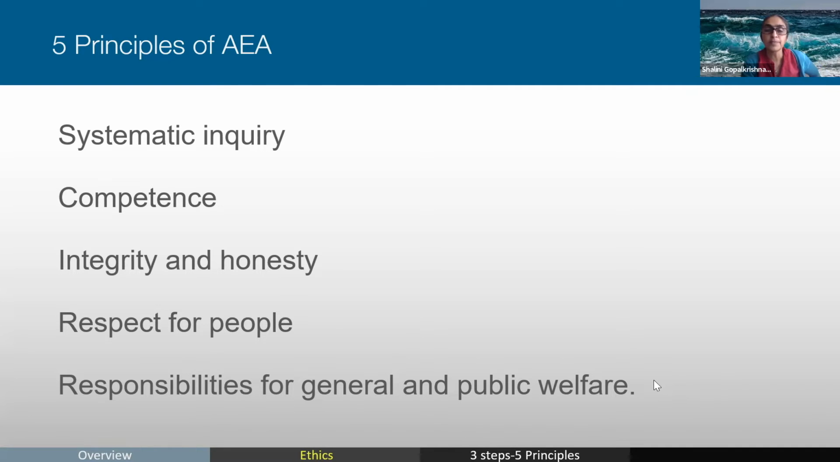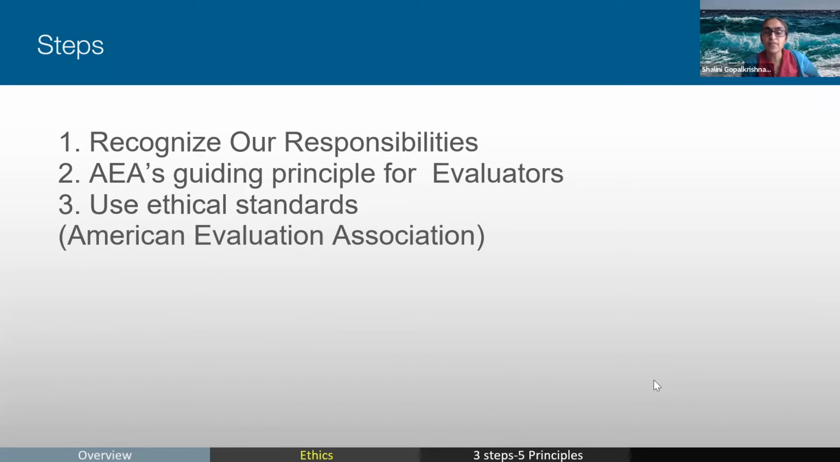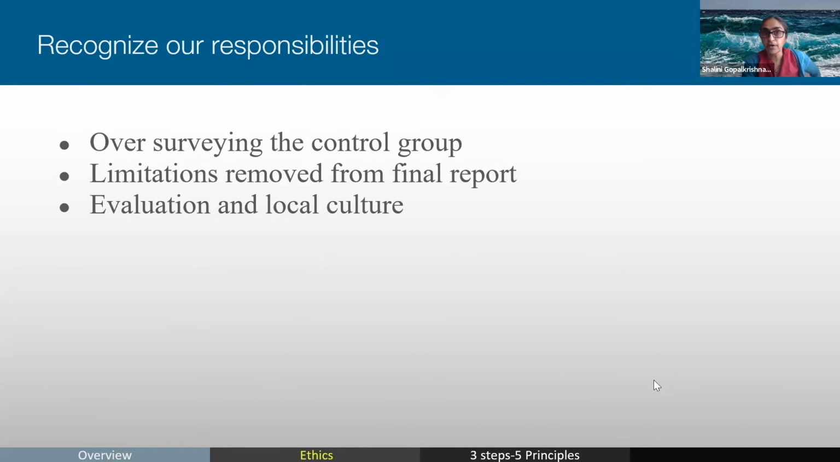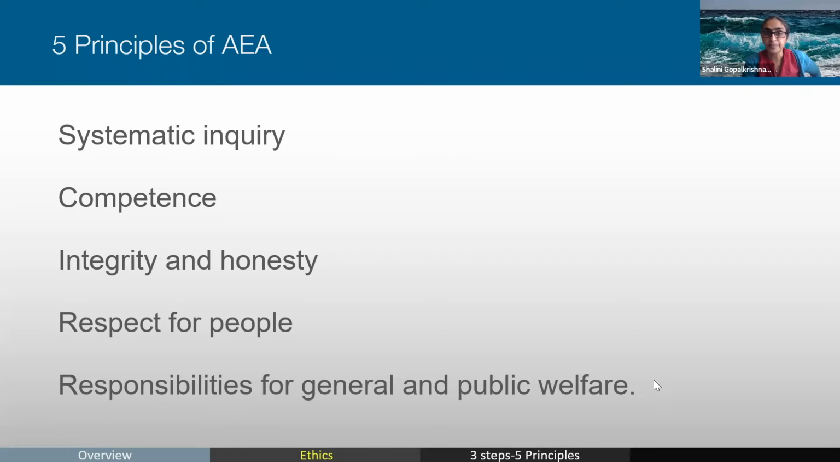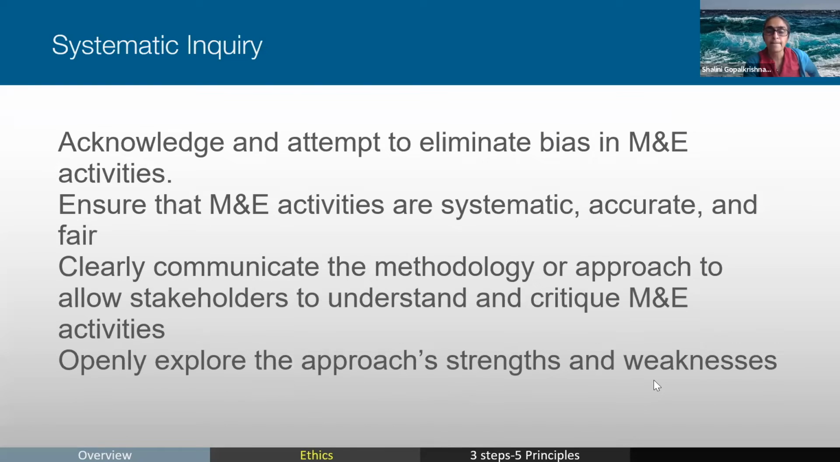So remember, we're in step 2. Let's go back again. Step 1 is recognizing our responsibilities, which we've talked about. Step 2 is guiding principles, and these are our principles. It has to be systematically done. There should be a competent person doing it. It has to have integrity and honesty, respect for people, and responsibility. So systematic inquiry, what does that mean?